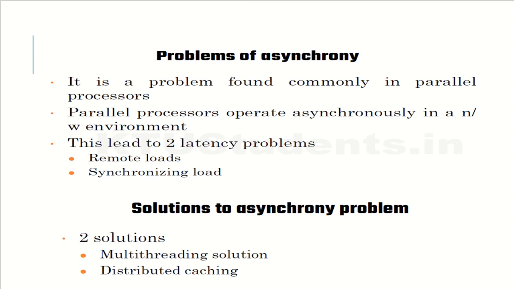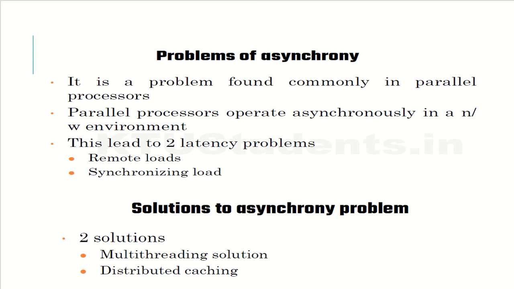Now moving to the next topic, which is problems of asynchrony. Talking about the problem of asynchrony, you have to talk about what the problem is and why it is significant. This problem is commonly found in parallel processors. A parallel processor is capable of executing something in parallel. It can be a single processor capable of executing many subtasks, or multiple processors handling multiple processes at the same time without intervening with each other.